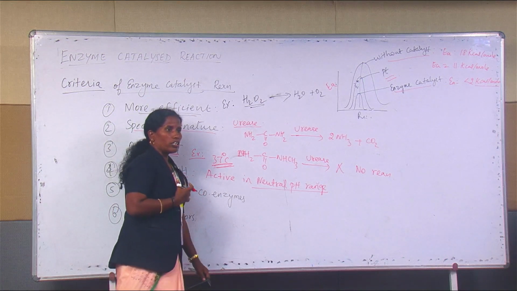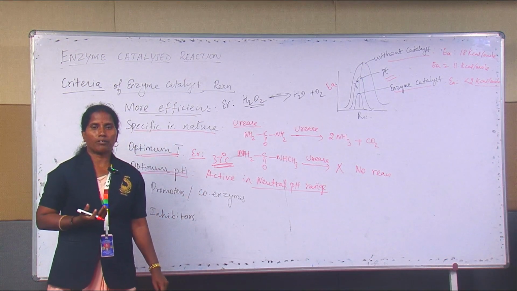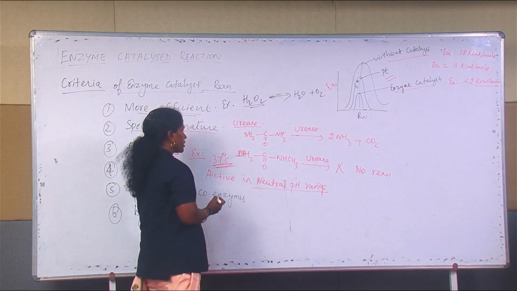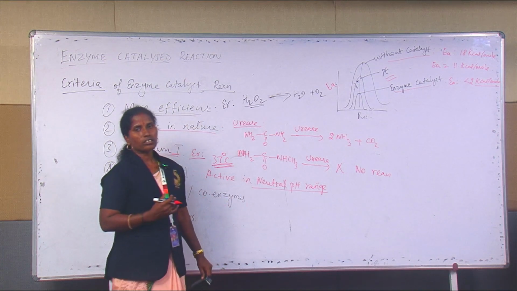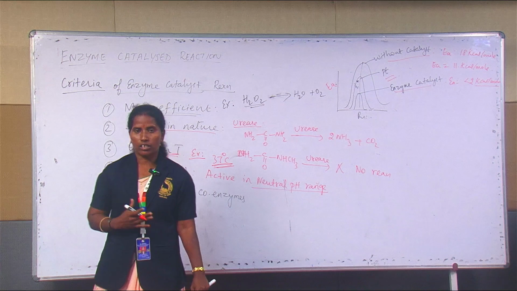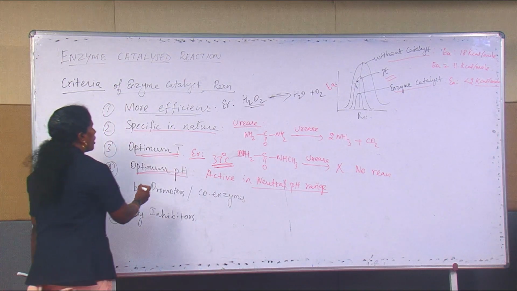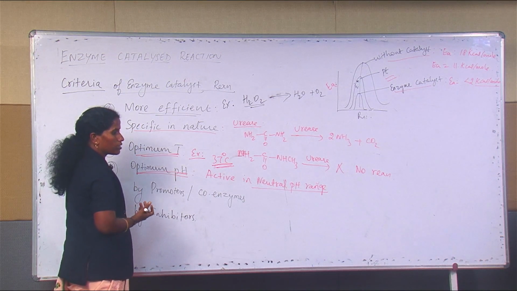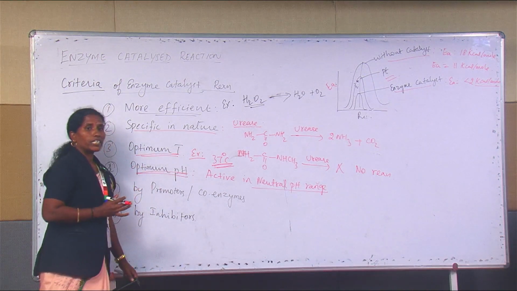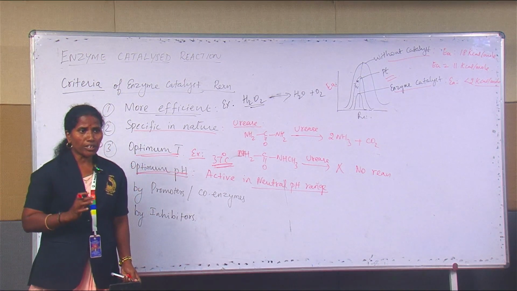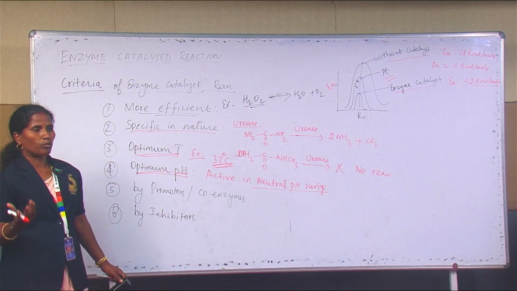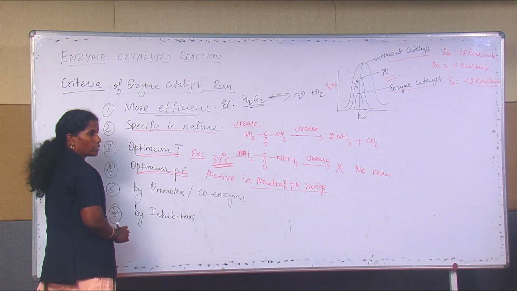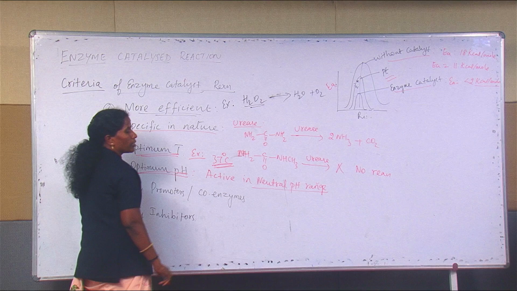For example, our blood pH is 7.4, as well as body fluid, the pH range is 7.4. So if the pH value decreases or increases, the enzymes are denatured, and they do not act as a catalyst. At a particular pH, the rate of the reaction is very high, that pH is called optimum pH. So the optimum pH of enzymes in our body is neutral pH 7.4.